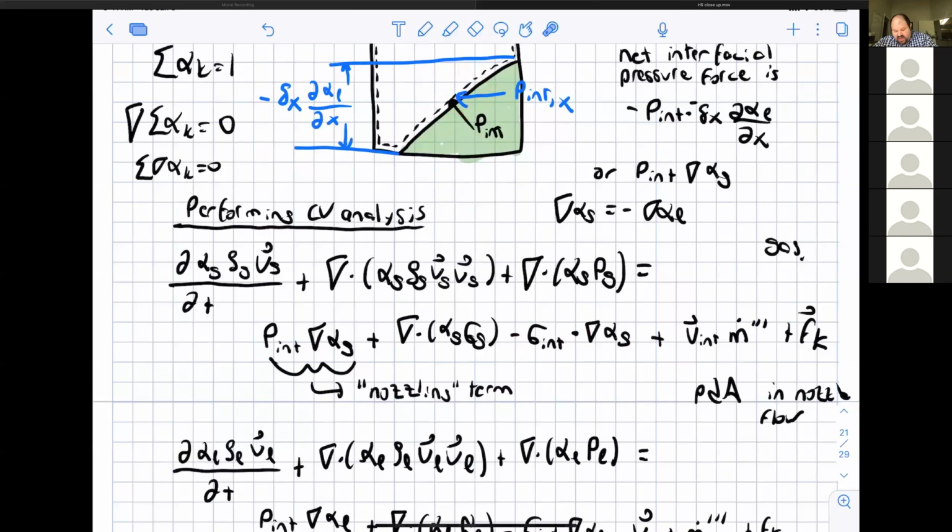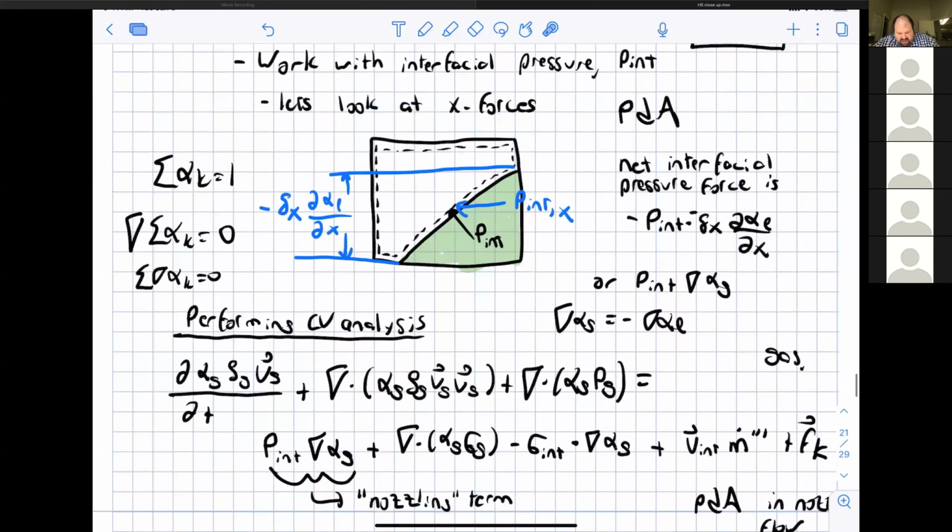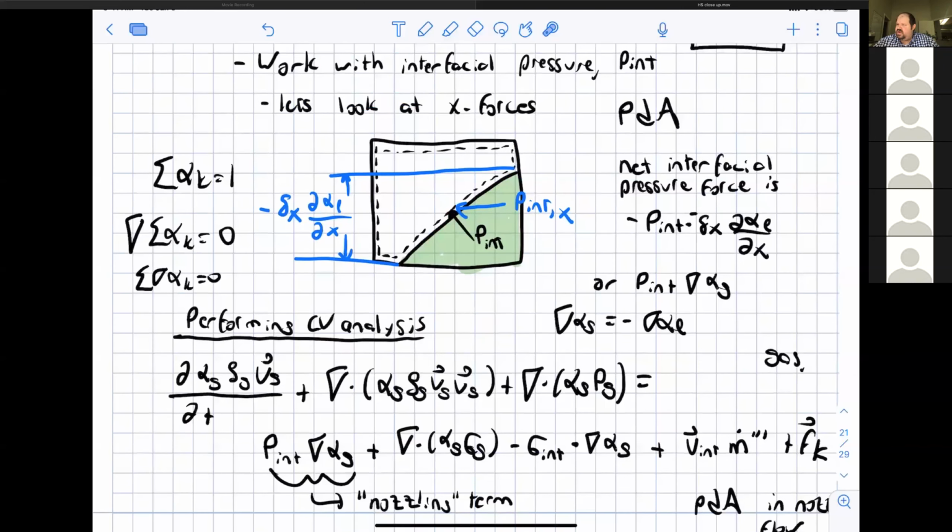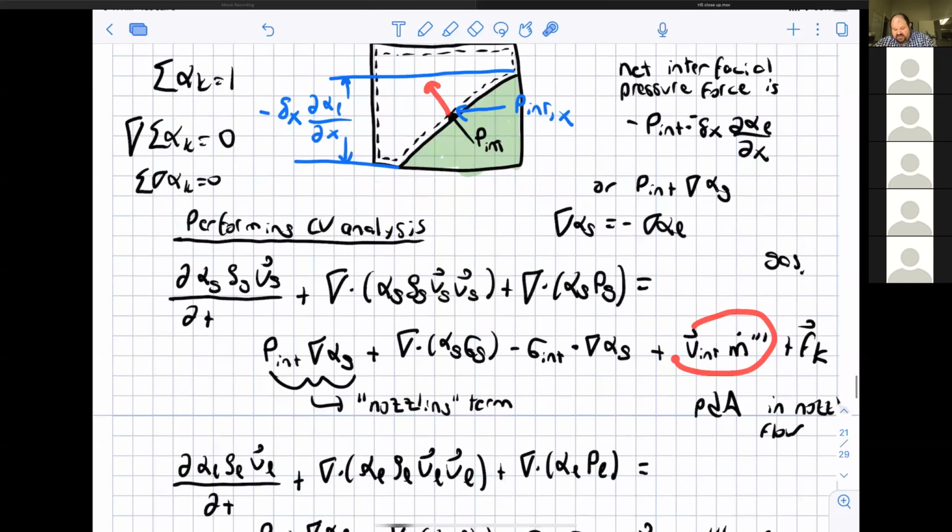And then also you have momentum exchange due to phase change. That is, if I have gas over here and there is phase change, not only is there mass loss to the liquid, but there is a loss of momentum too. And so that loss of inertia to the liquid is given to the gas. And that is what this term represents.